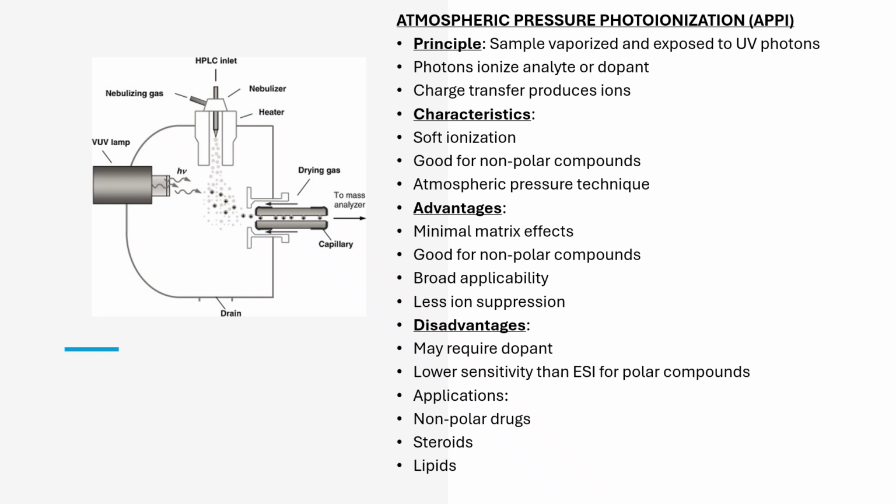It also has a minimal matrix effect and less ion suppression compared to ESI, which is a real advantage. The technique is used for things like non-polar drugs, steroids, lipids, and environmental contaminants. It's not as popular as ESI or APCI, but when you have non-polar analytes, APPI can be the best choice.